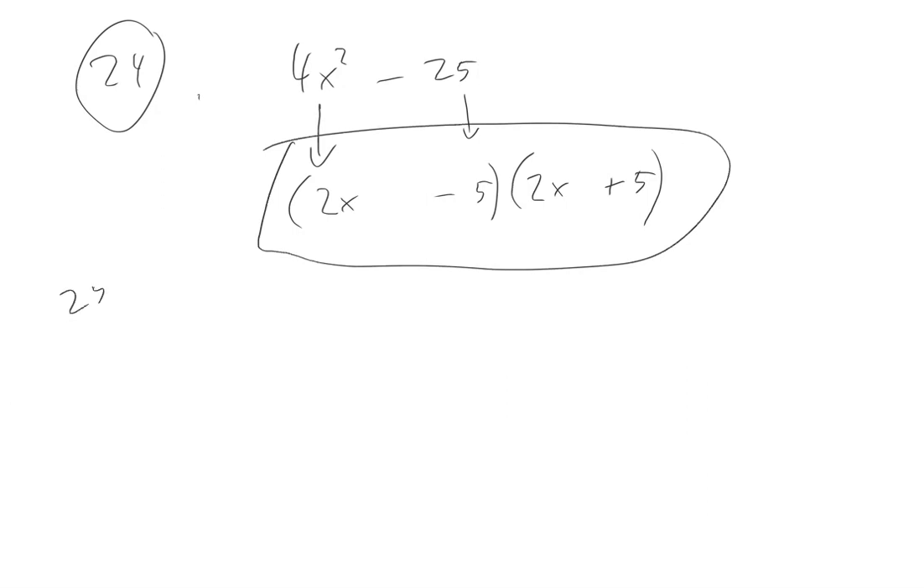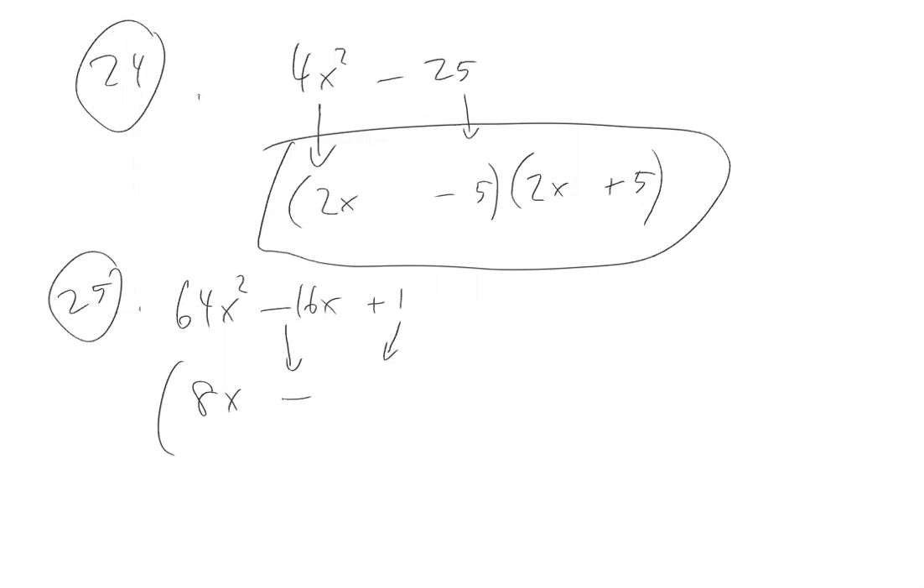Then problem 25, it says 64x squared minus 16x plus 1. It says factor any perfect square trinomials. What you do on this one is you take the square root of the first term, you get 8x. You keep the sign from the middle, just the sign, nothing else. And then you take the square root of the last term, the square root of 1 is 1. And then you put the perfect square on the outside. So the answer to that is parentheses 8x minus 1 squared.